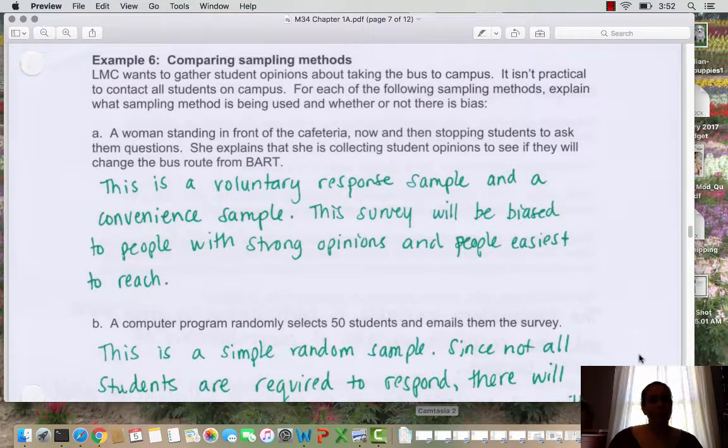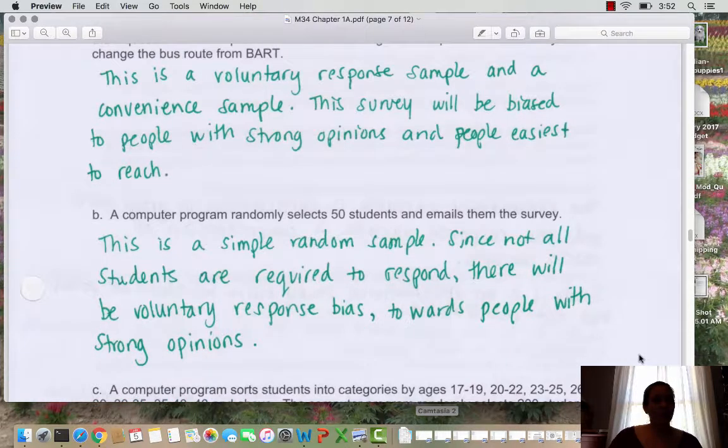So A is a woman standing in front of the cafeteria, now and then stopping students to ask them questions. She explains that she is collecting student opinions to see if they will change the bus route from BART. So this is definitely a voluntary response sample, and it's also a convenience sample. The survey is going to be biased to people with strong opinions because it's voluntary response. Those with strong opinions will be the ones likely to stop and answer the survey. And it's also going to be biased towards the people easiest to reach because remember, she's standing in front of the cafeteria now and then stopping students. So this would not be a desirable study design.